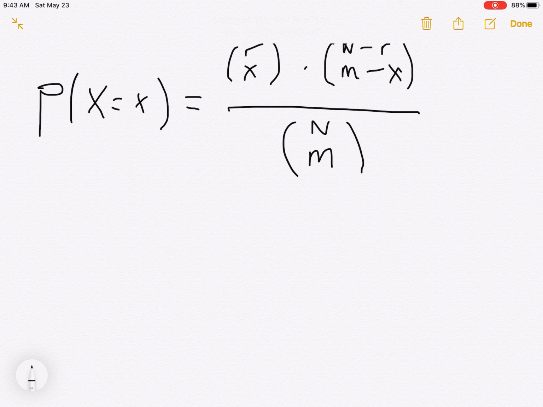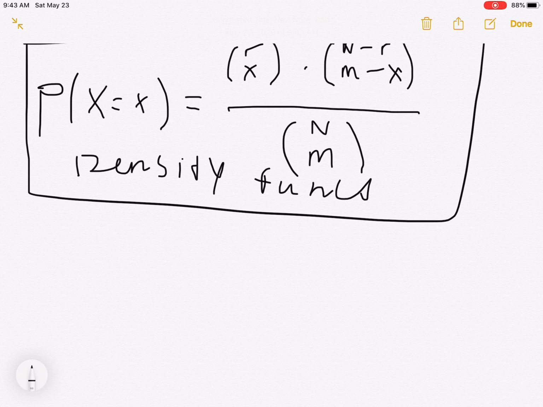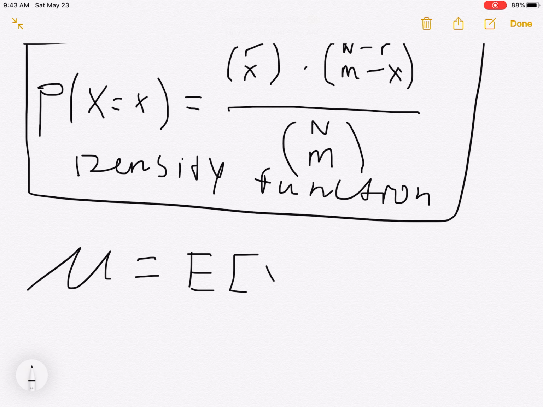So now, this is how we calculate probabilities with the hypergeometric. This is the density function, and that's how we compute probabilities. This density function has a mean value, E of x, and this is going to be calculated as m times r over n. So m is your sample size, r is the number of individuals with the characteristic, and n is your population size. Okay.